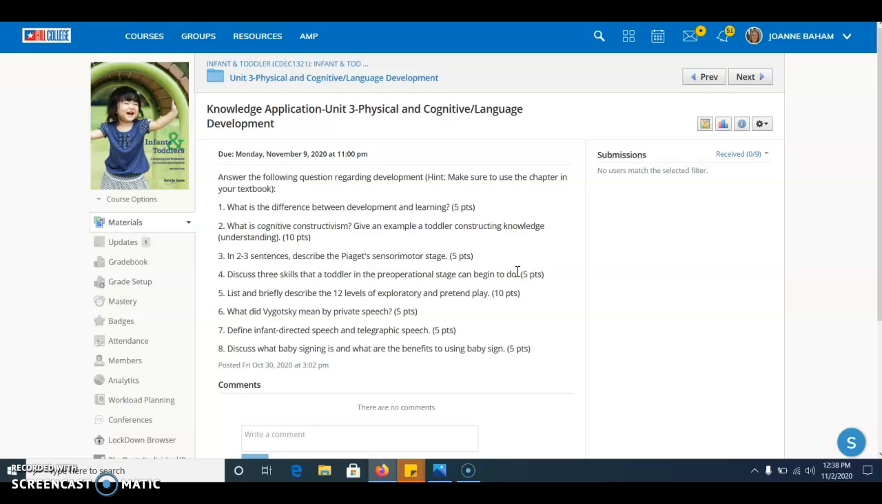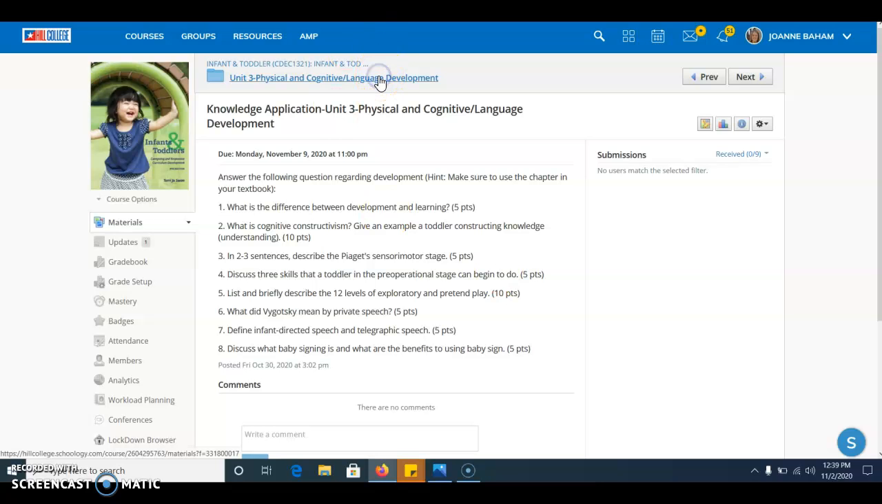Listen and describe the 12 levels of exploratory pretend play. This is directly out of your book. So it's those levels of exploratory and pretend play I'm looking for. What did Vygotsky mean by private speech? Define infant-directed speech and telegraphic speech, and discuss what baby signing is and what are the benefits of using baby sign.